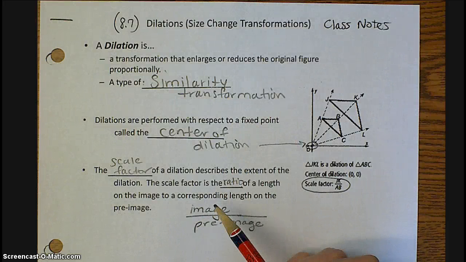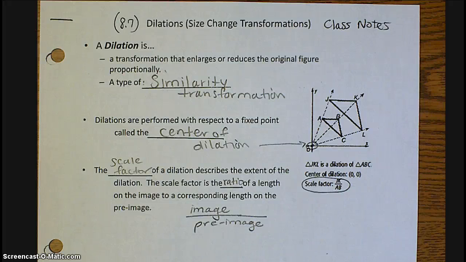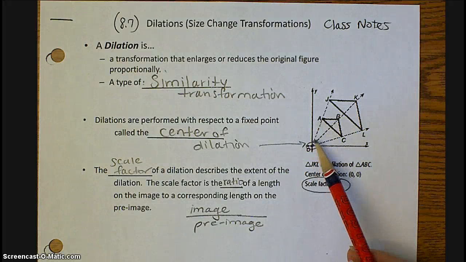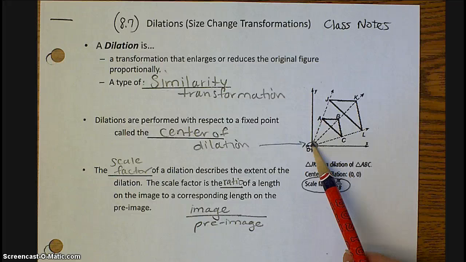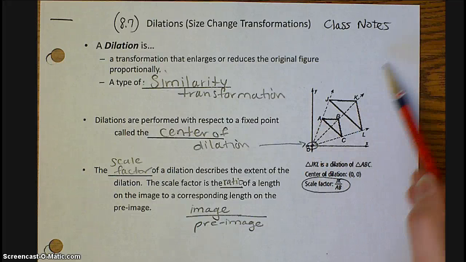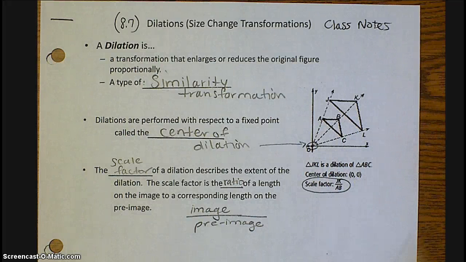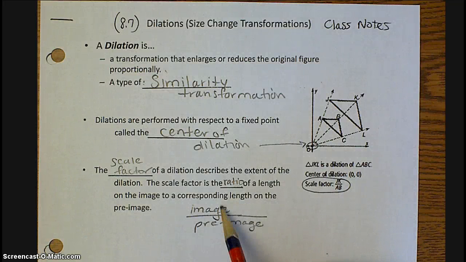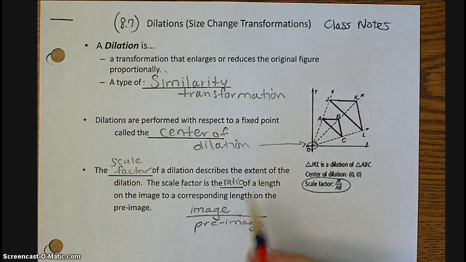Okay, a few other vocabulary words that you want to know for this chapter. Center of dilation is always the point in which the dilation is fixed about. So if you think about your eyes getting dilated, that would be right in the center of your pupil. The scale factor basically just describes how much you are dilating the shape by, how much you are changing that size. And the scale factor is always represented by a ratio of the image length to the corresponding pre-image length.